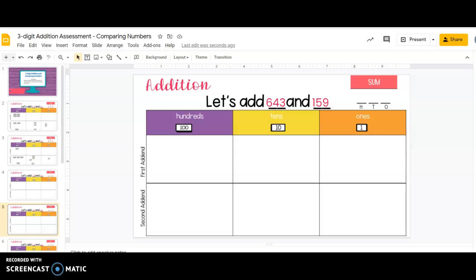Okay, mis amores, miren, ve. I'm going to help you with this assessment. Yes, it's a little bit hard, but you are so smart, you guys.